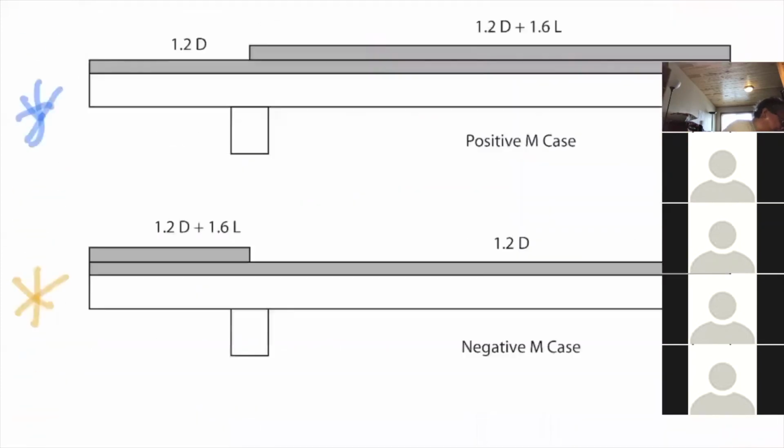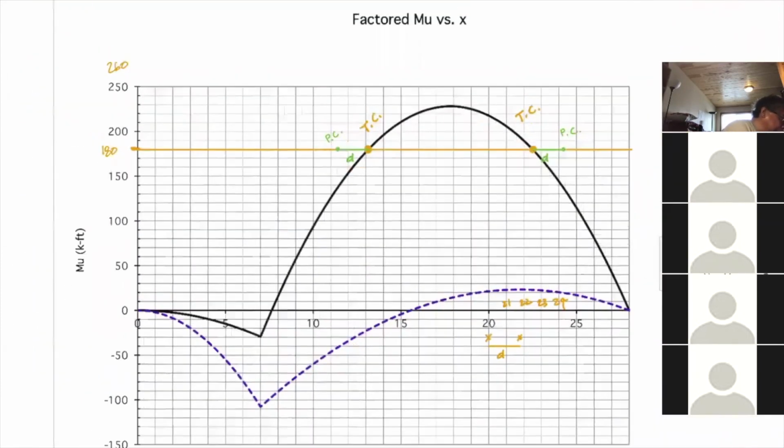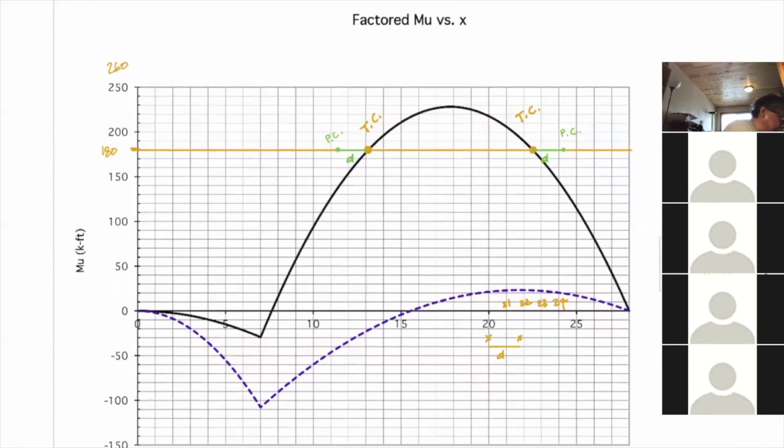Oh, wrong diagram. 17.8 feet. It's super nice that my drawing program will snap that line straight. So there's the maximum. Okay, next, so that's E, establish the cutoff points. Next is LD. We have to check the development length.